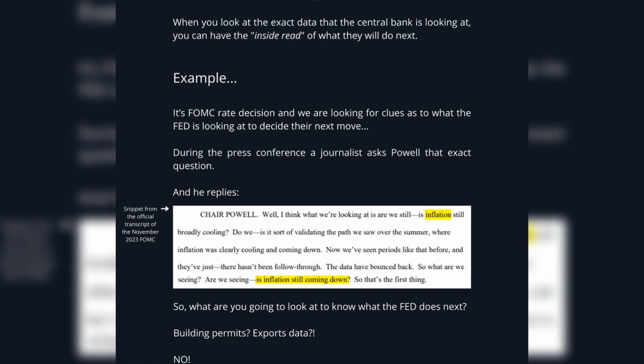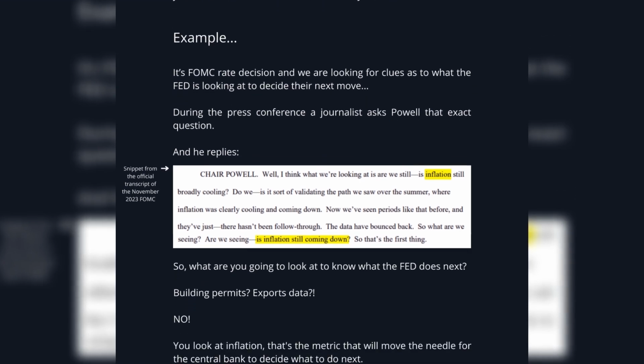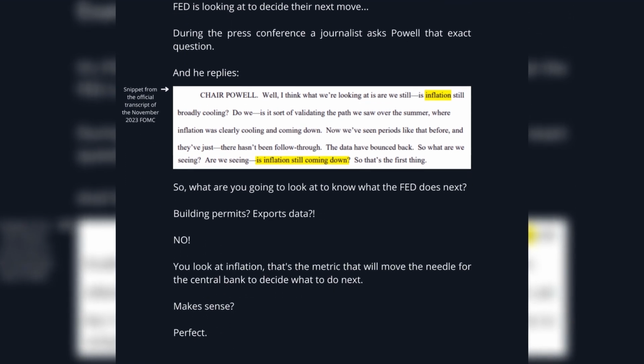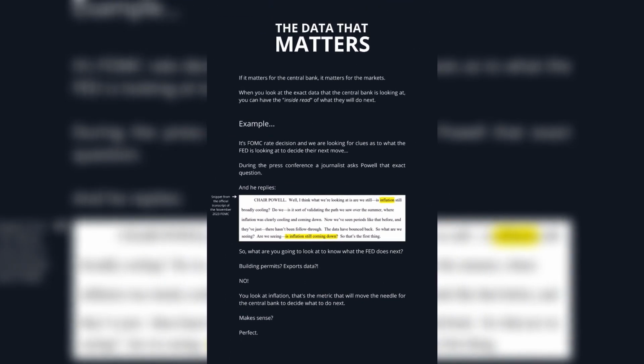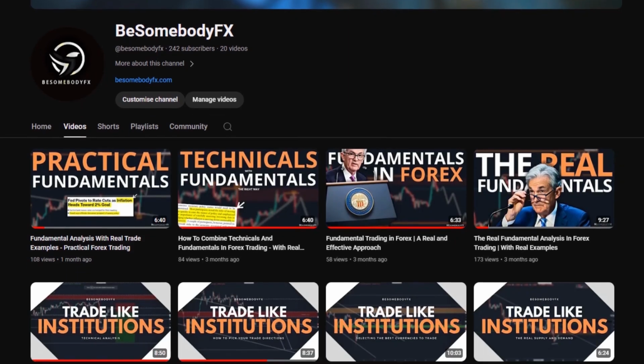So with that in mind, what are you going to look at to decide what the Fed does next? Building permits, export data? No. Look at inflation. That's the exact metric that will move the needle for what the central bank will do next. Now, that's just a little small snippet, but you can see what's going on there. If it matters for the central bank, it matters for the markets. Now, if you know a little bit about fundamentals, you know that what the central bank does shapes trends and direction across the board. And if you don't know that, we have a good bunch of videos on that.